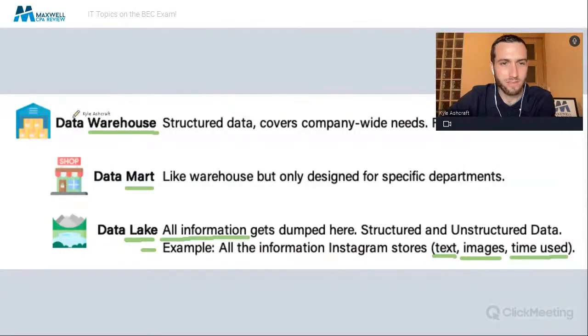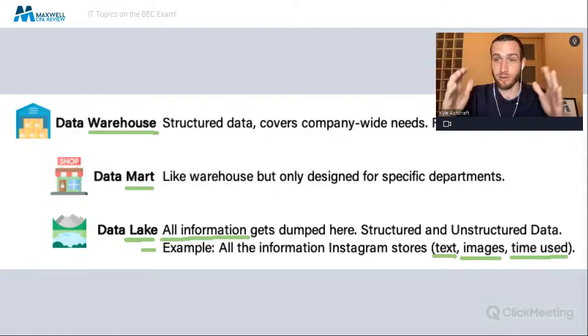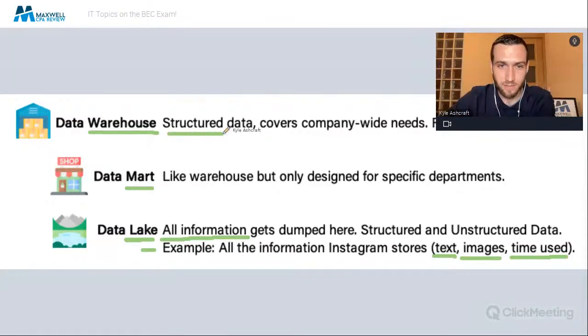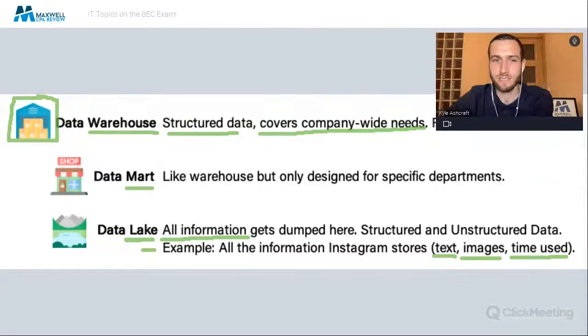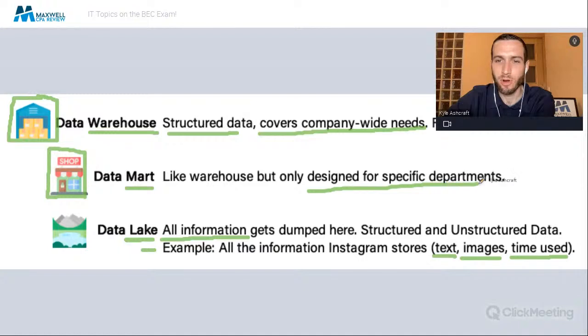For the warehouse, we can picture it, a warehouse is pretty large. So this is going to be structured data, and it's going to cover the company-wide needs. So picture the warehouse is very large, it structures a lot of data. Then we have the data mart, which is smaller, and so it's going to be structured data, but just for the specific needs of departments. So it's kind of like a more specific place to store the data for specific departments.